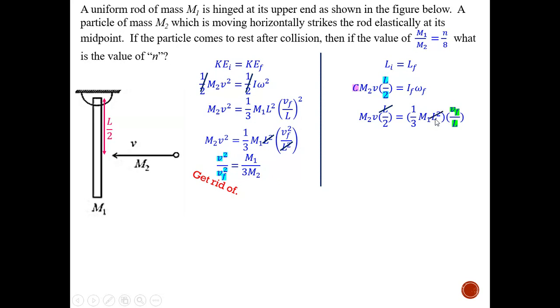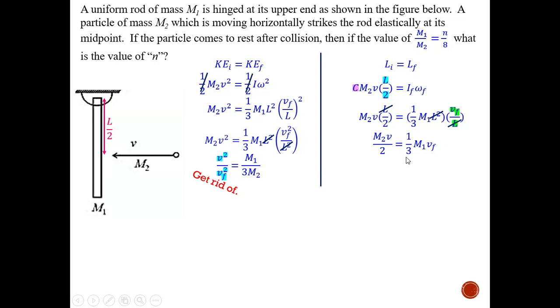Hopefully your algebra skill is good here and you're keeping up. Once I do that, I'm going to clean up a little more. The only thing left on the left side is M2 times V divided by 2. The only thing left on the right side is just 1 times M1, which is M1 times VF, divided by 3. If you want, you can keep this as 1/3 like I did, or you can put the whole thing over 3 like I did on the left side. It doesn't really matter.